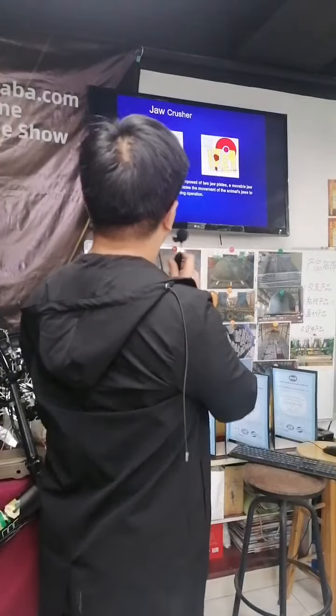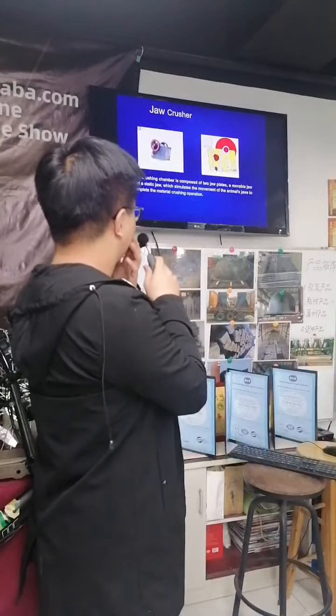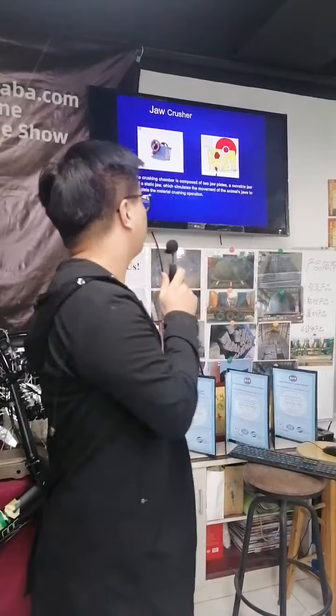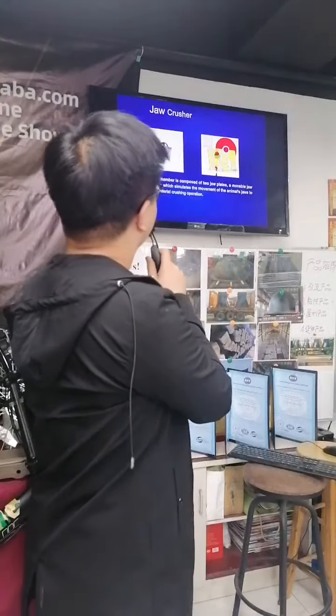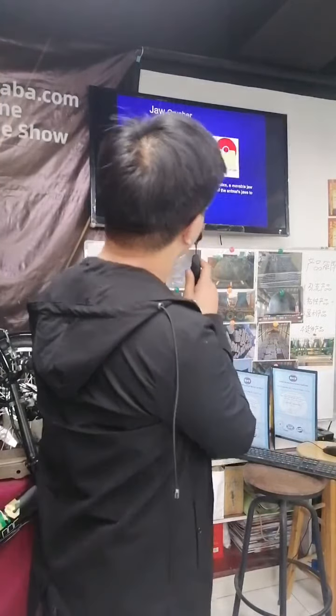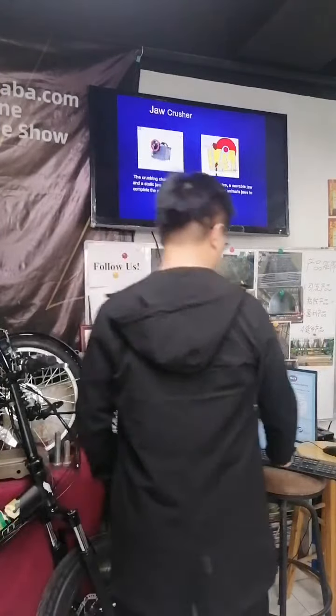First is the jaw crusher. The jaw crusher is composed of two jaw plates, a movable jaw and a static jaw, which simulates the movement of an animal's jaw to perform the material crushing operation.